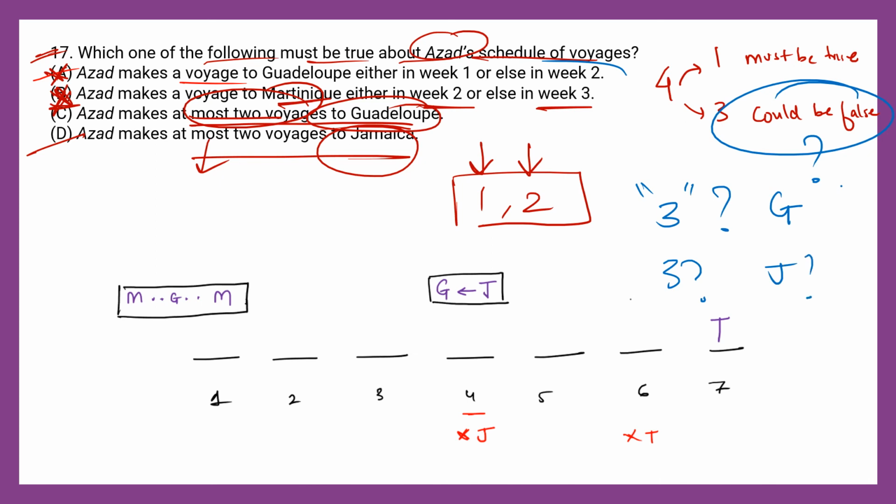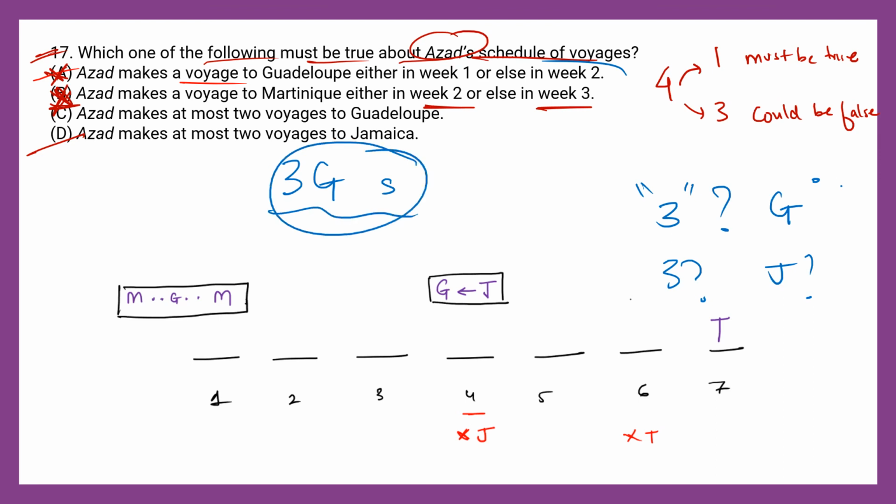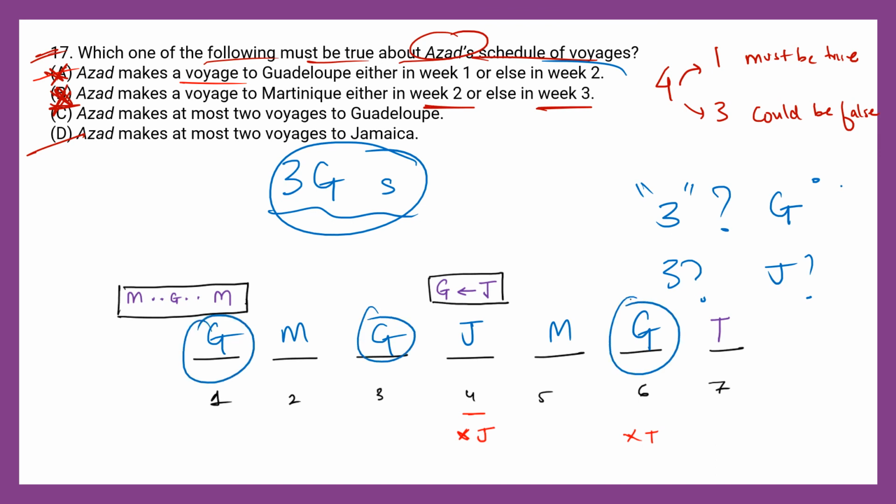There's a difference between the G and the J, and this is where you get the answer. When you have 3 G's, you can put them anywhere. You can put them here. You can maybe put a J and a G here, then an M, another M, and then a G in here. So you can have 3 G's quite easily, as you can see here. So you know that C is not the answer.